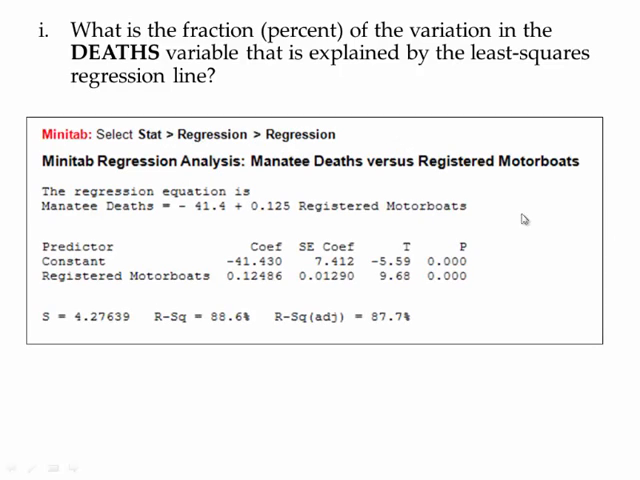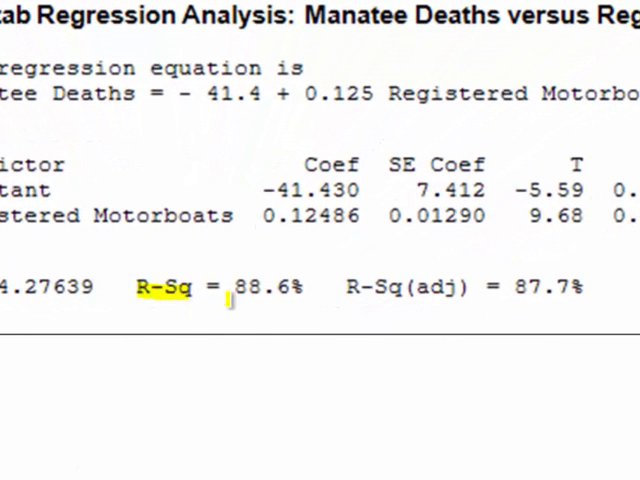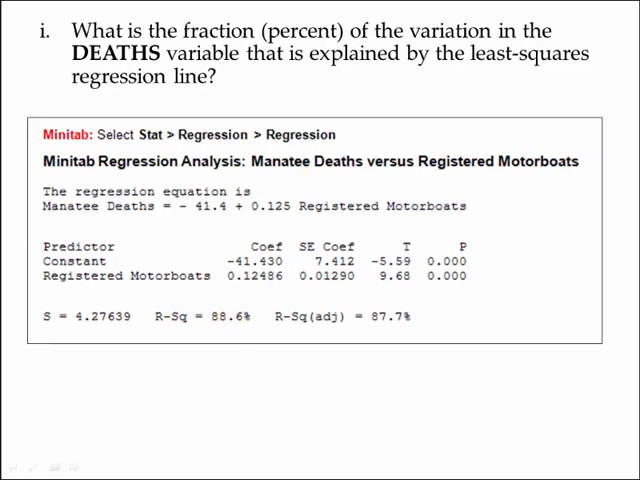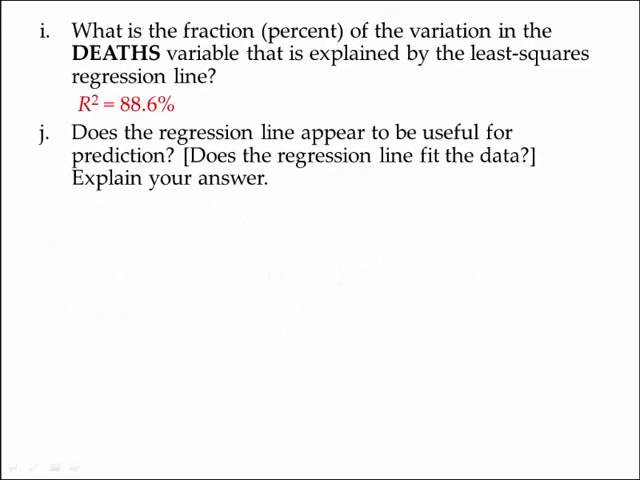And if you recall, we did this in the previous video. If you go to Minitab, select Stats, Regression, and then Regression again, here's the regression line, and r squared is right here. So what this means is 88.6% of the variation in the y variable is explained by the least squares regression line. So in statistics, whenever we can explain variation, that is a good thing. The percent would be 88.6%.